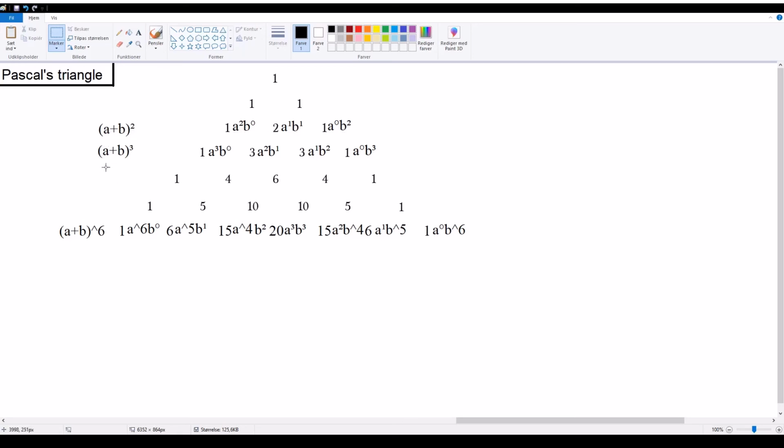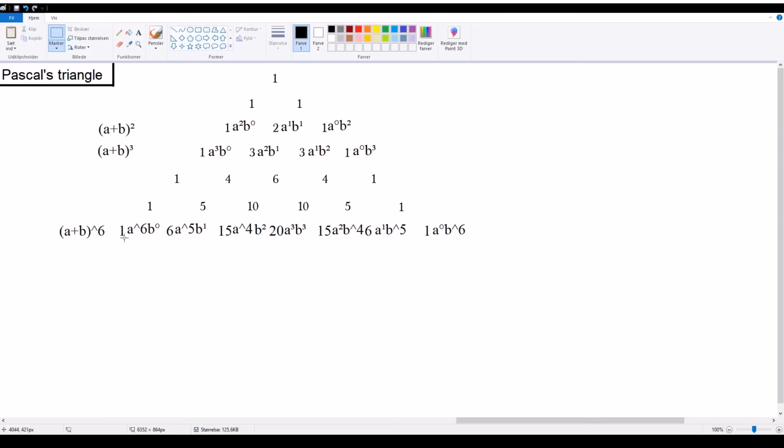Here it's essentially the same thing, but for a plus b in brackets cubed. So here you have 1a cubed, you have 3a squared b, then you have 3a to the power of 1 b squared, and lastly you have 1a to the power of 0 and b cubed. And this is essentially how you write it down for every single degree. And so here, for example, you would have a plus b to the power of 6, and the way you do this is you would just do the same as up here.